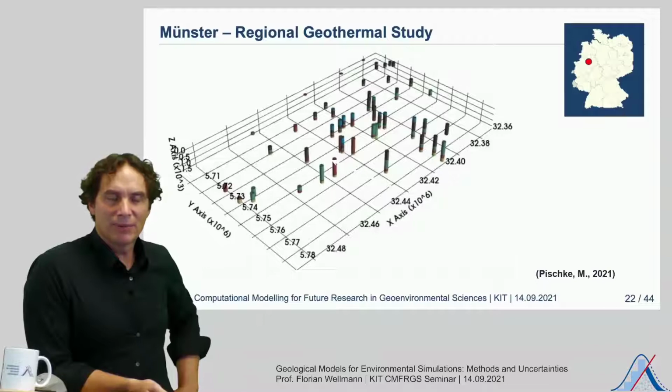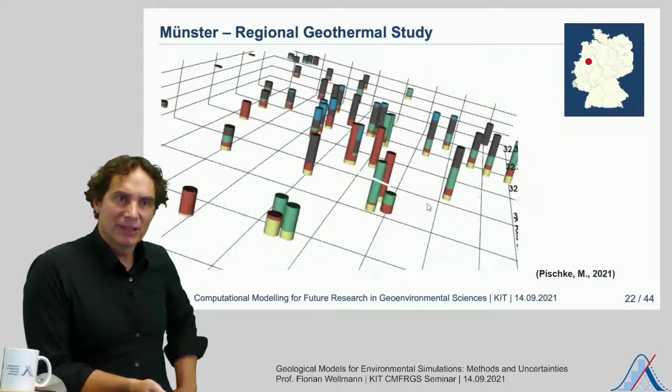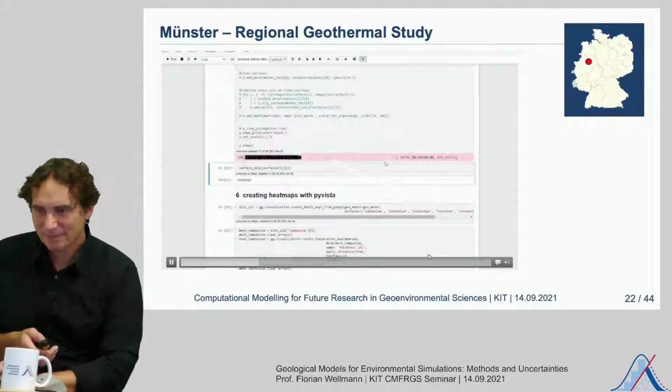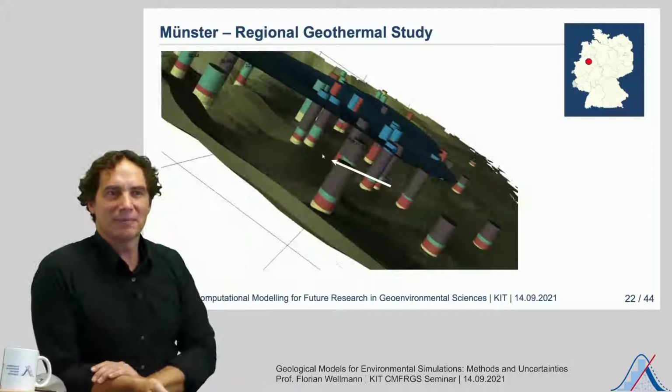And if we zoom in, we can also see the typical problems when we have boreholes, that we have some inconsistencies maybe in the borehole descriptions. And let's move forward a bit to show you how we get basically now this model here of the trough in this Münster region. Okay, so this was just some illustrative example.